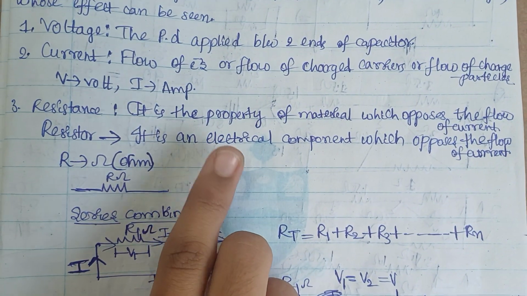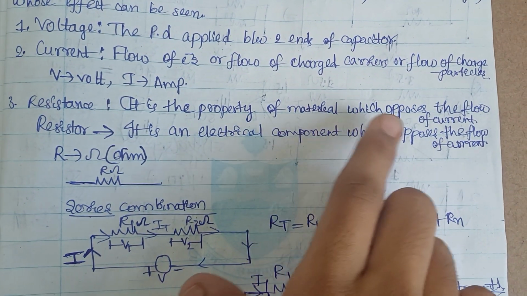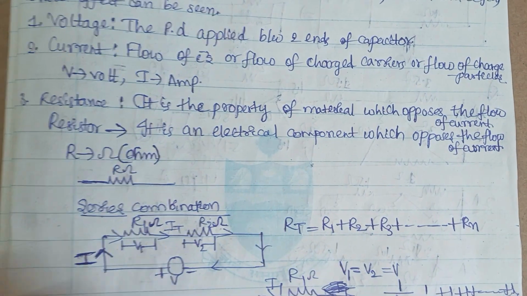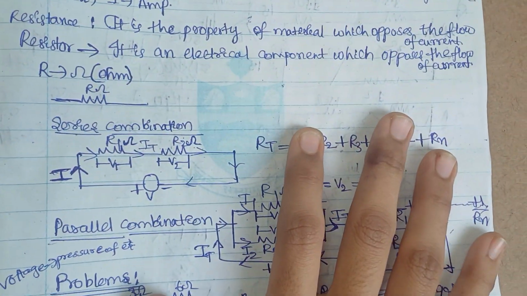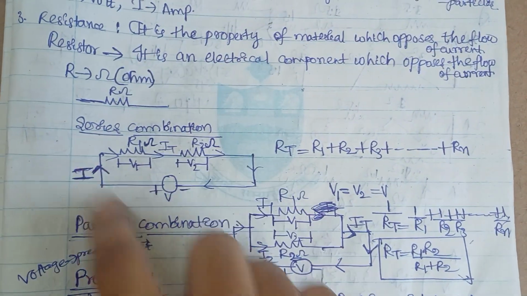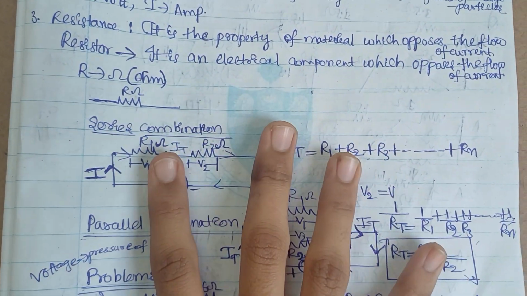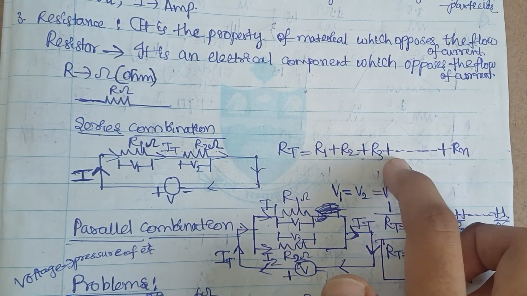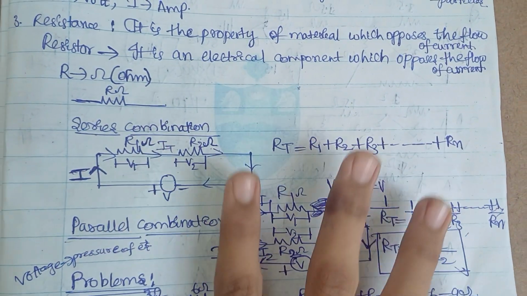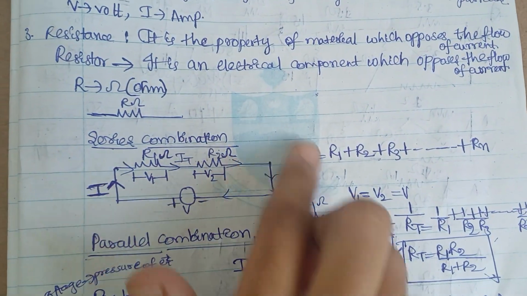And then coming to the resistor, it is an electrical component which opposes the flow of current, and this is the symbol of your resistor. And how to identify whether it is a series combination? If the same current flows through the circuit, then we say the circuit is in series combination, that is R total is equal to R1 plus R2 plus and so on. You have to sum up all those resistors if the same current is flowing, okay?